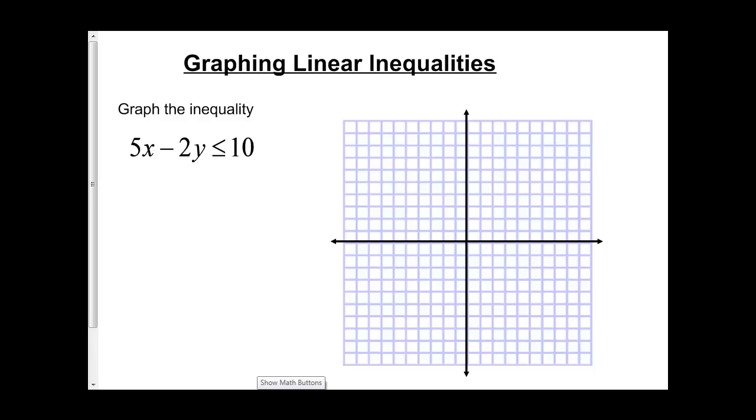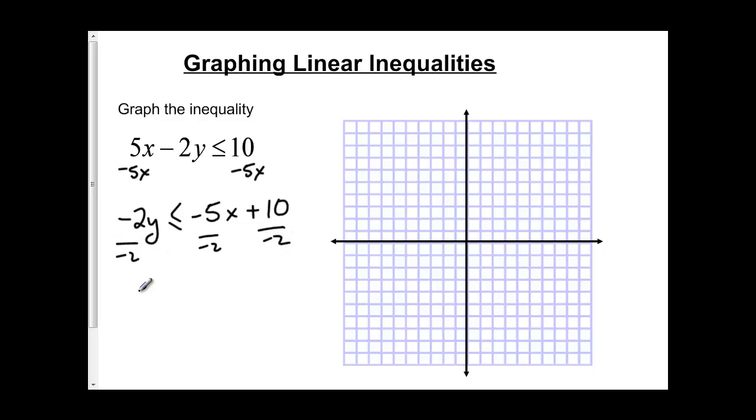In order to graph a linear inequality, the first thing we need to do is get the equation in the form of y equals. So in this one here, the first thing I'm going to do is take away a 5x from both sides. So now I've got a negative 2y is less than or equal to negative 5x plus 10. Now, in order to get the y by itself, I need to divide everything by negative 2. But in an inequality, when I divide by a negative, I need to flip my sign over. So I get y is greater than or equal to 5 over 2x minus 5.